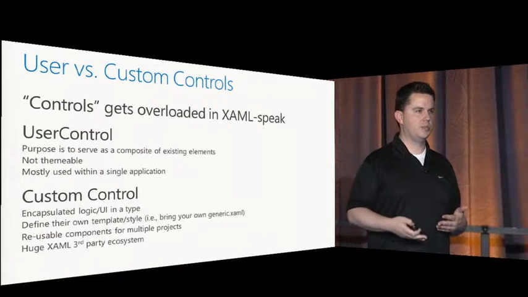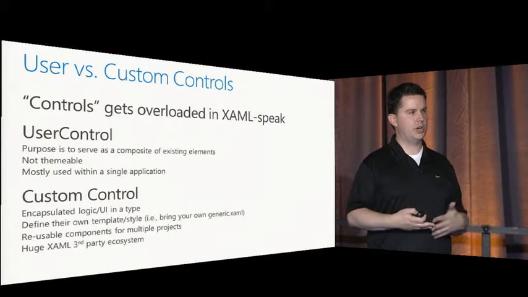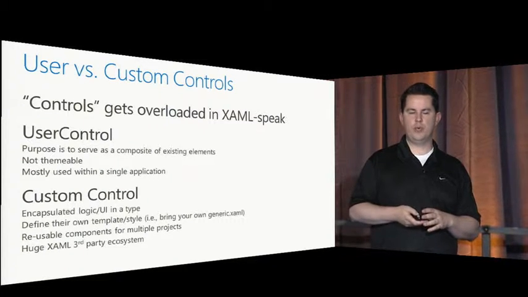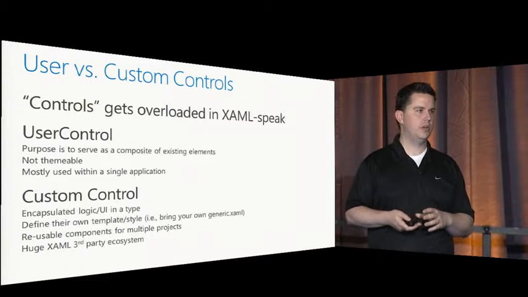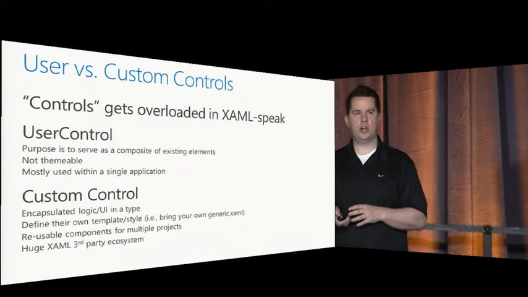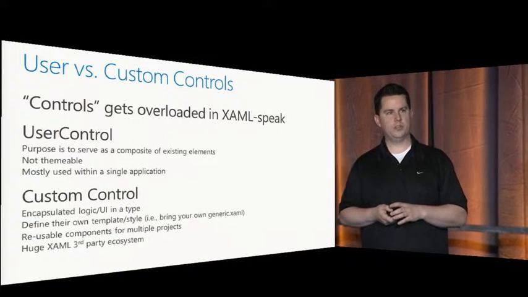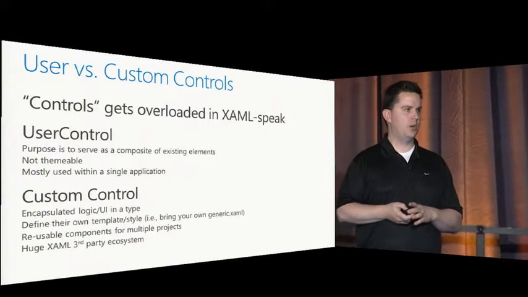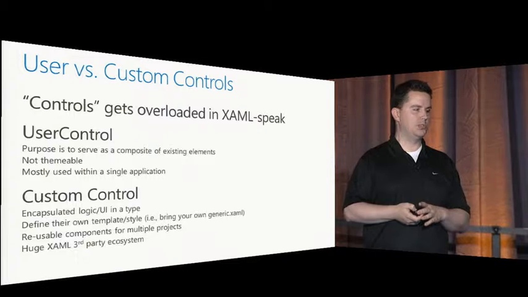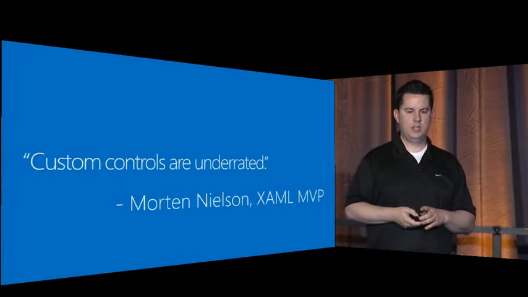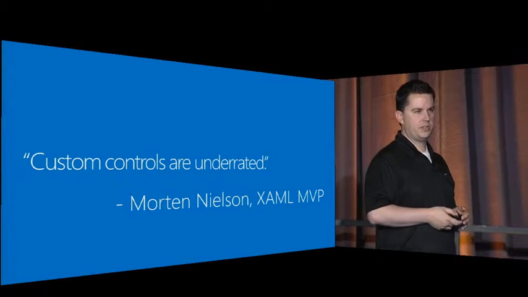So when I create a custom control, I'm creating a generic XAML, in which I'm going to provide my default definitions. Now, this is where you would create reusable components that you could distribute to other people. XAML has a huge third-party ecosystem around custom control development. We fully anticipate that our control vendors for WPF and Silverlight will soon step up and be providing WinRT controls as well. So Morton happens to be in the audience. Morton's a friend of mine.